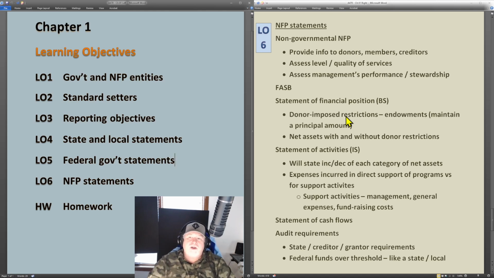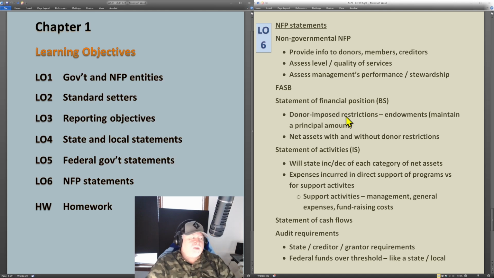And what are they trying to show? What was the level and or quality of the services that were provided? Donors and people who are helping out not-for-profits want to know that. And also to assess how well management is doing and whether they're using the funds in the correct way. So those are the primary objectives for the not-for-profit statements.